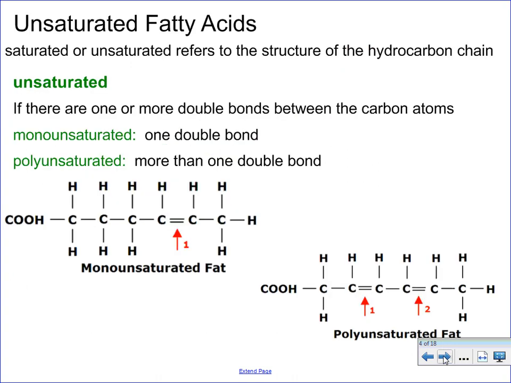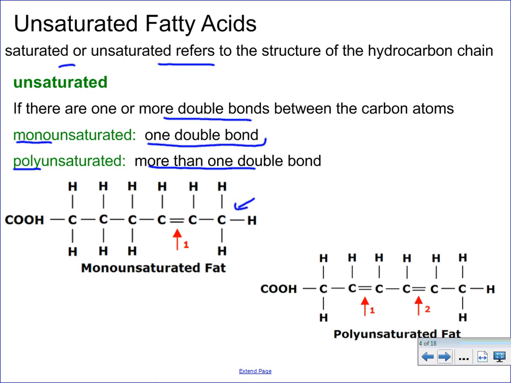We can have situations now where we have unsaturated fatty acids, meaning that there's a presence of one or more double bonds between the carbon atoms. So the carbons are not bonded to the maximum number of hydrogen atoms possible. So the difference between saturated and unsaturated fatty acids basically refers to the structure of the hydrocarbon chain. Unsaturated fatty acids can be classified as monounsaturated, meaning there is only one double bond present in the hydrocarbon chain, or they can be polyunsaturated, meaning that there is more than one double bond present.